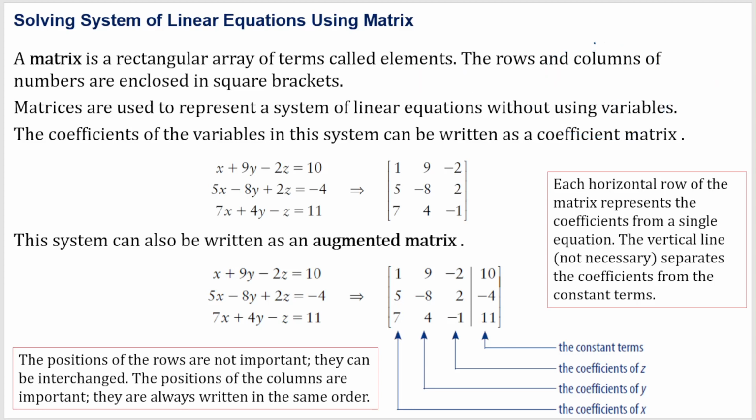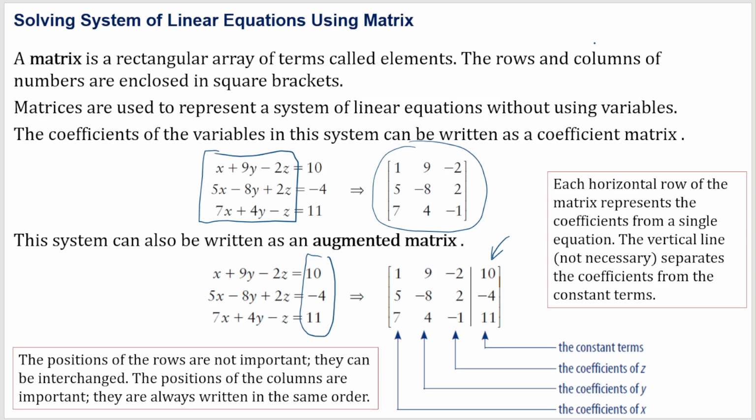So matrices are used to represent a system of linear equations without using variables. The coefficients of the variables in this system can be written as a coefficient matrix. So if we only extract the coefficients, which are these numbers here, these numbers can form a matrix on the right like this. And this system also can be written as an augmented matrix, in which we add another column, which is actually the constant number on the right of each equation. You see that?